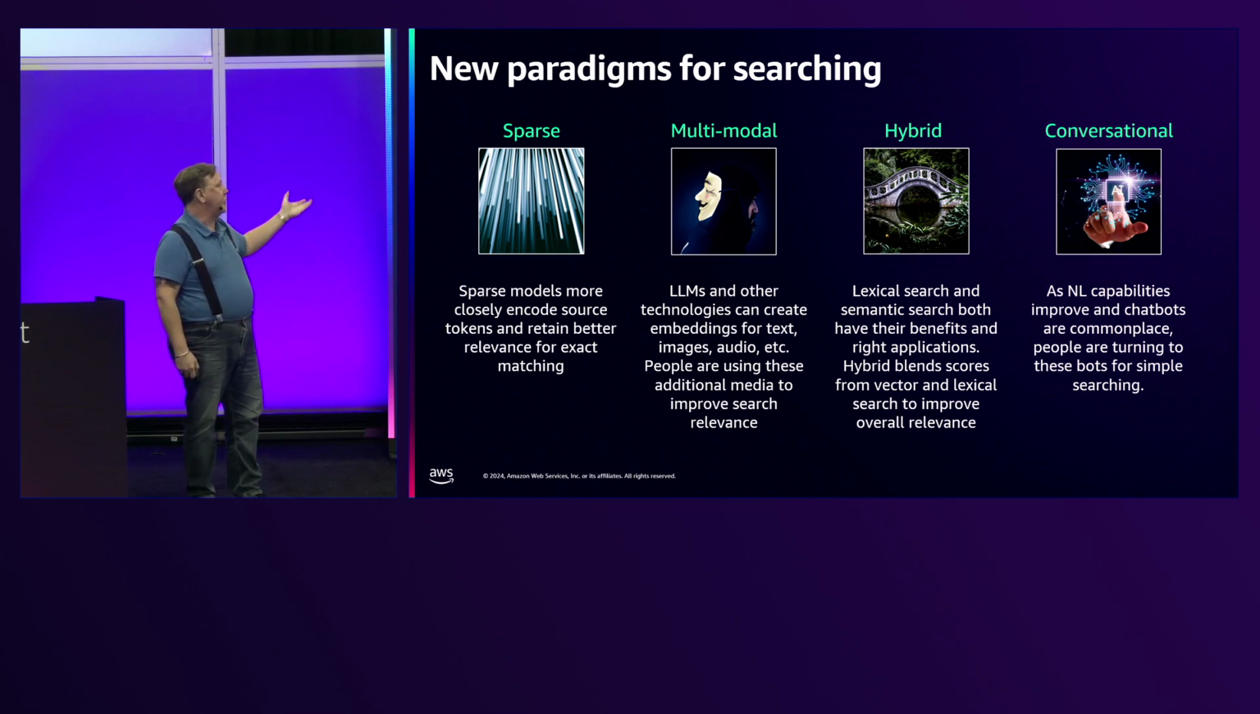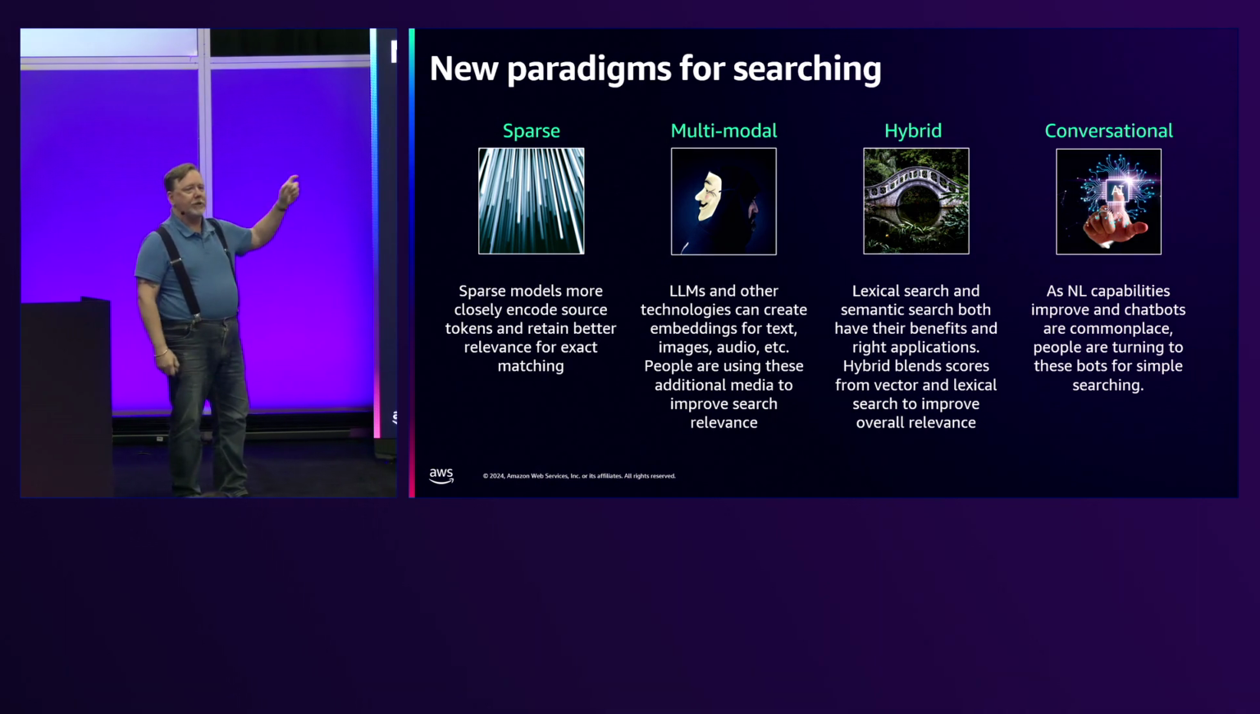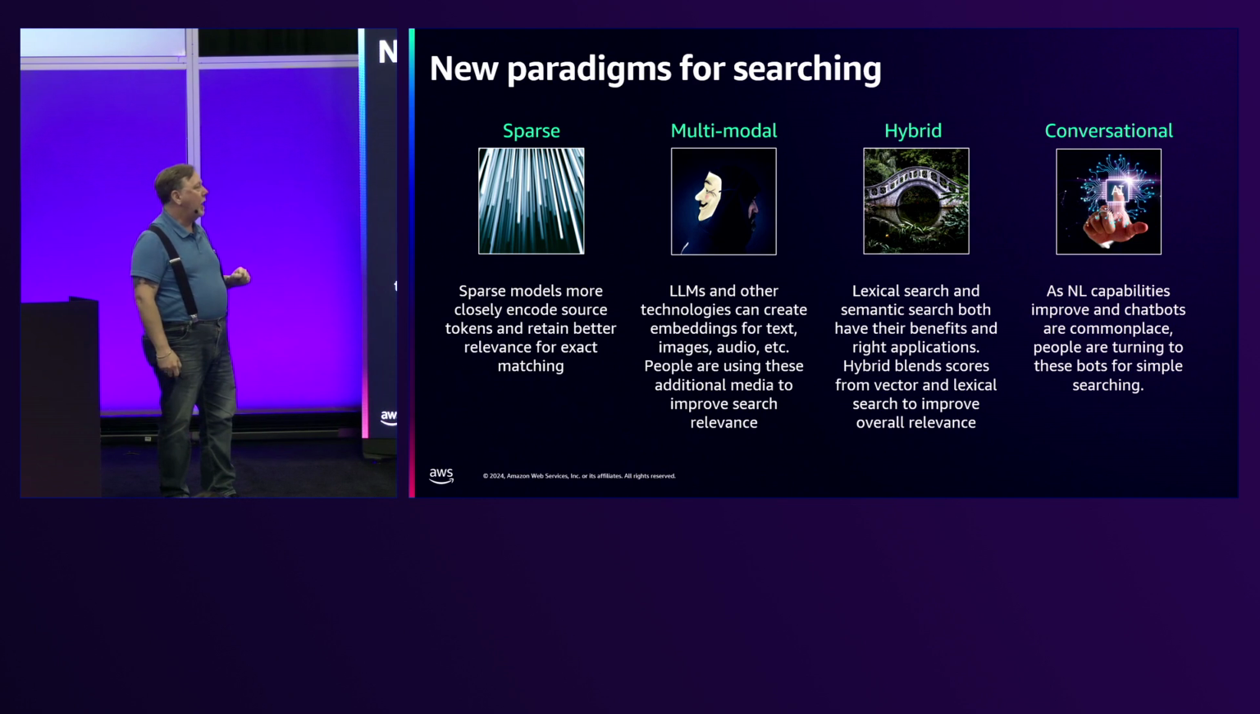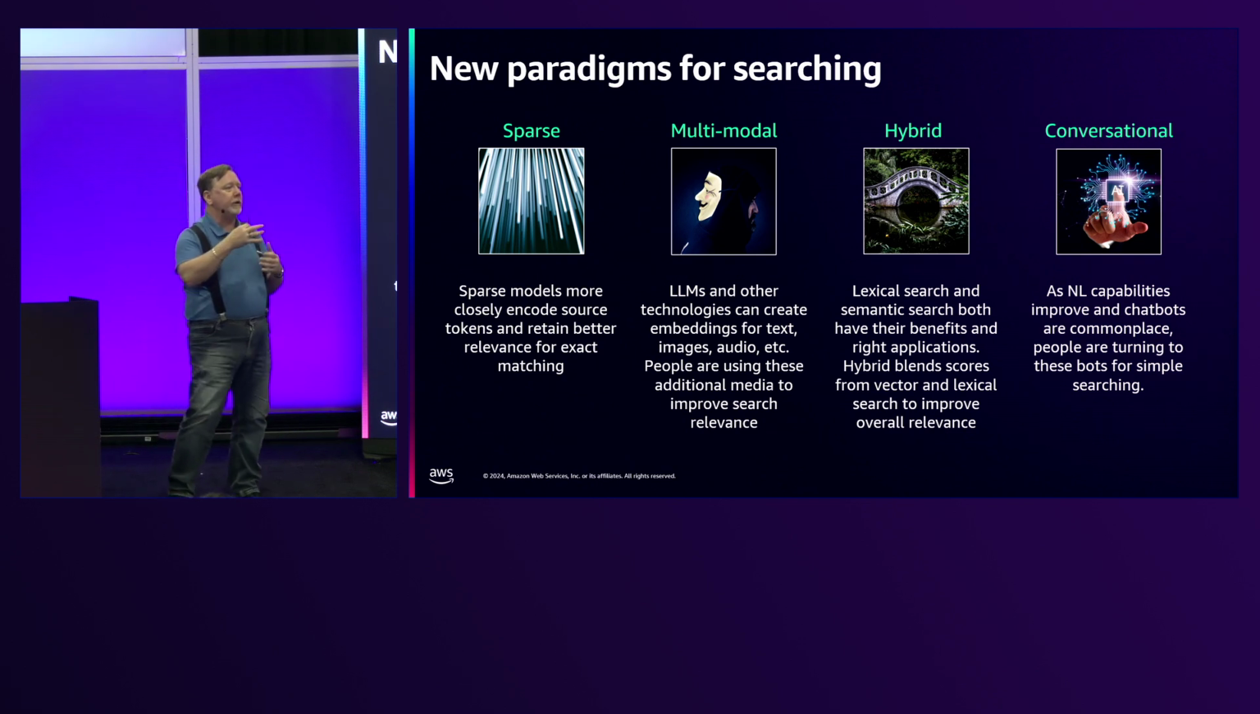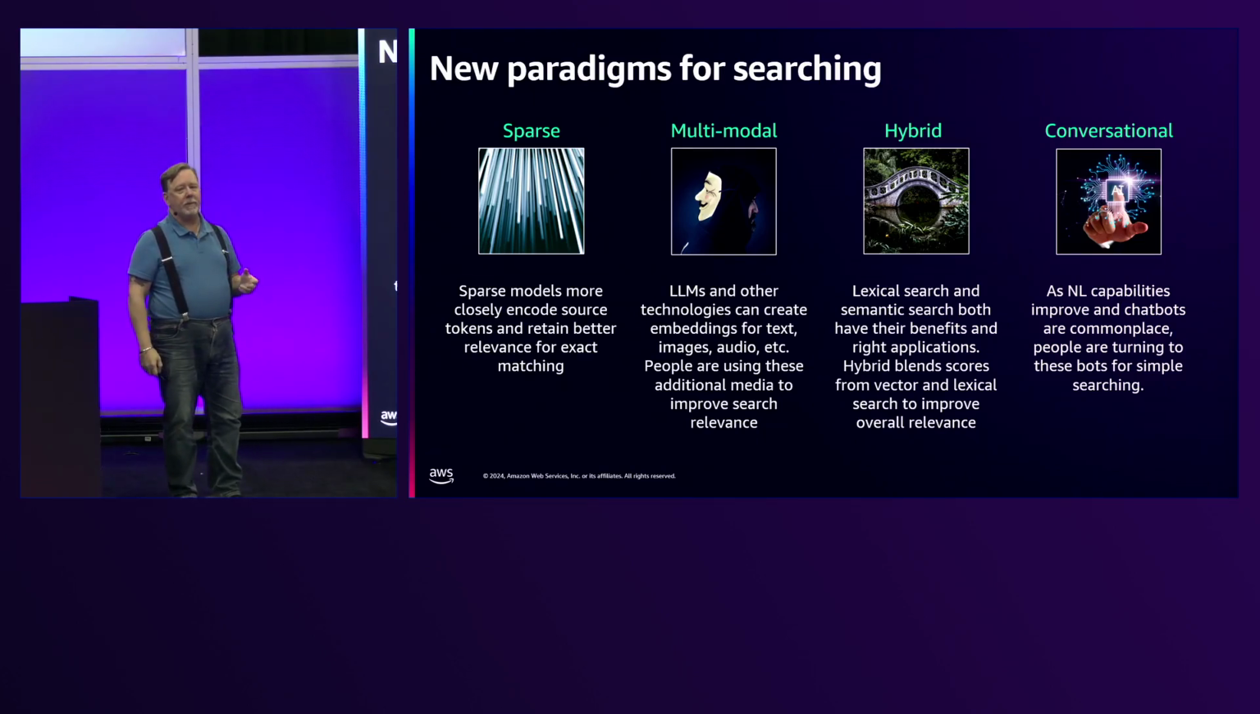We support, again, sparse models. These are reduced token set large language models that bring you the benefits of token-to-token matching, but with semantics rolled in. Of course, we have multimodal support within OpenSearch where you're searching text and images together. We have hybrid search that I mentioned before where you can run a lexical query, run a semantic query, and merge them together. And we have conversational search capabilities.